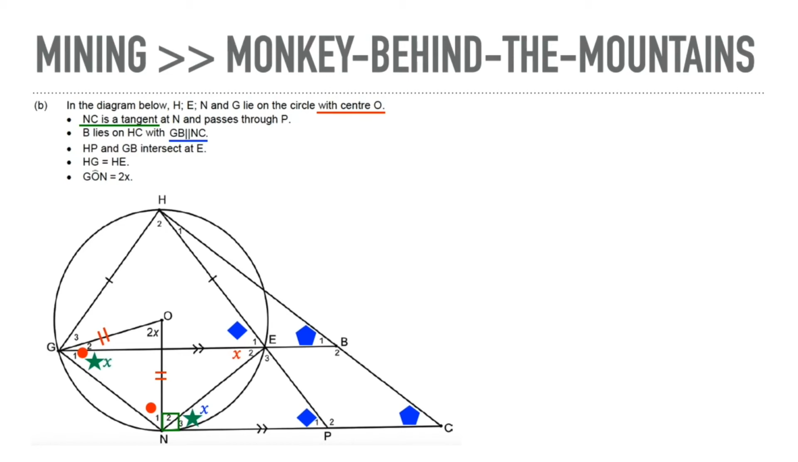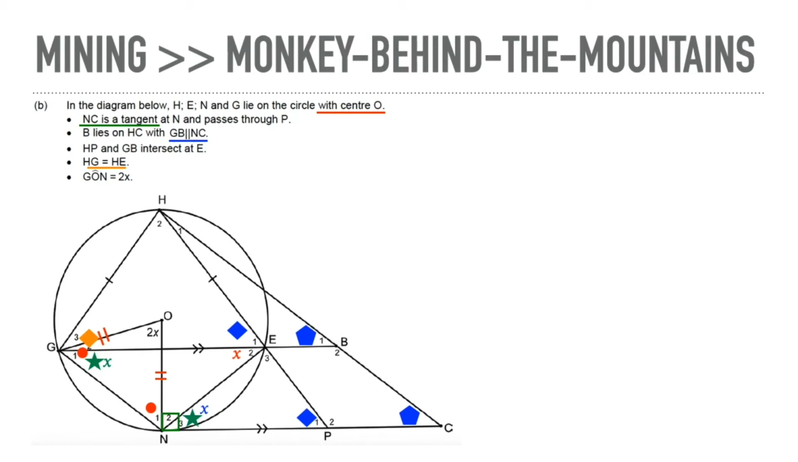Last but not least, I'm going to have a look at HG equal to HE, which means, again, I've got an isosceles triangle. G2 and 3 equal to E1. Now, at this moment, I just want to say, I haven't really looked at cyclic quads yet. I'm not going to look at cyclic quads now, but I challenge you, find the equal angles.